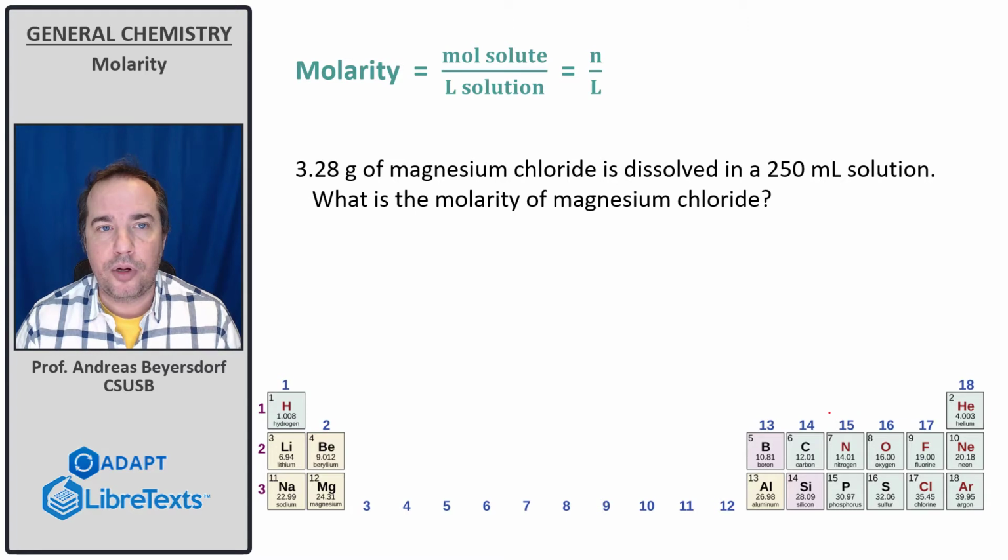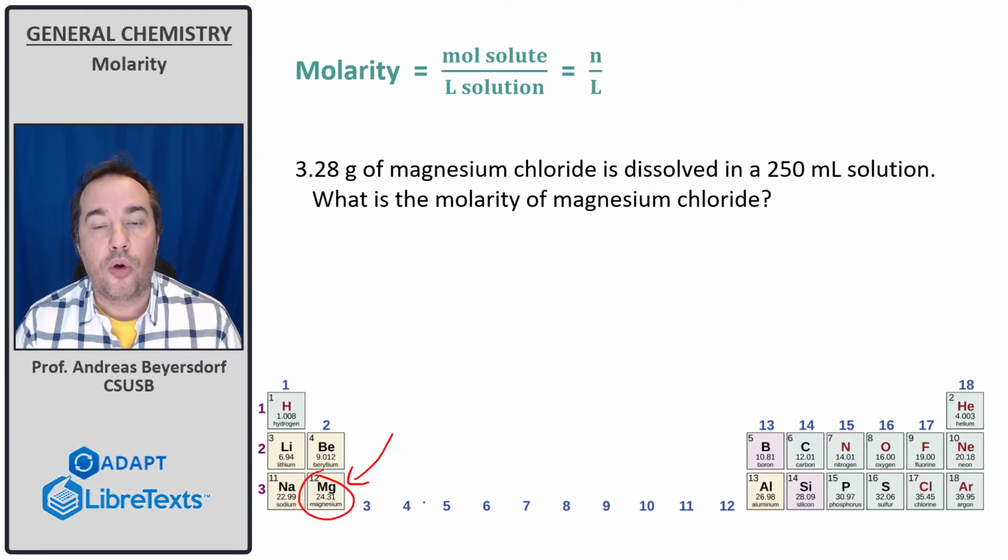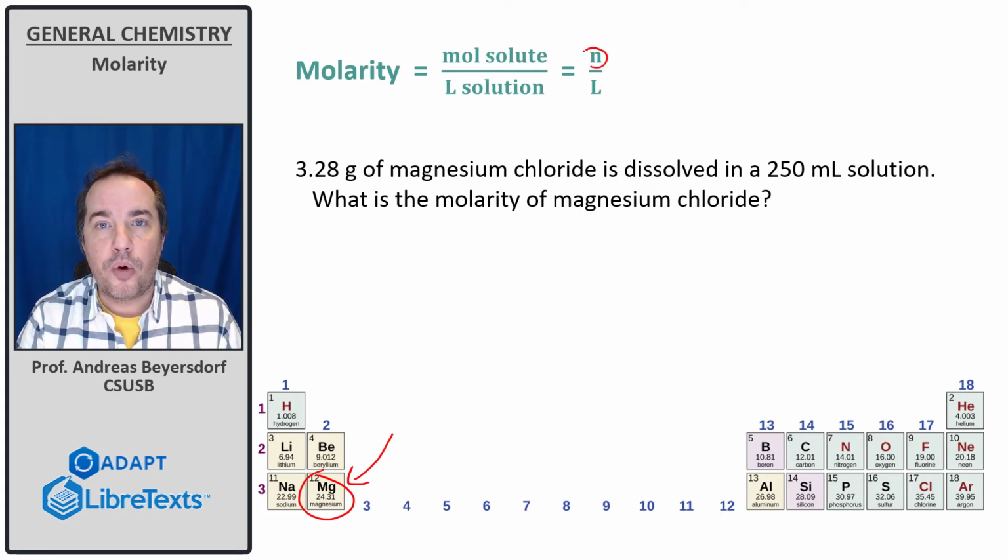Let's look at an example. Let's say we have 3.28 grams of magnesium chloride, and we dissolve that in a 250 mL solution. We want to know the molarity of the magnesium chloride. So we need to figure out the moles of the solute, that's the magnesium chloride, and the liters of the solution. Let's focus first on the magnesium chloride.